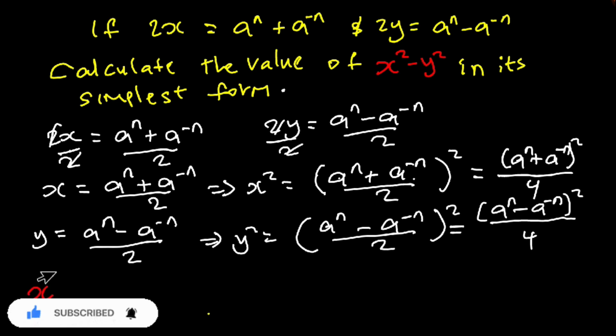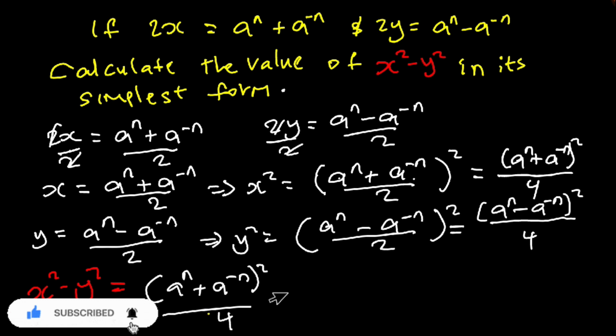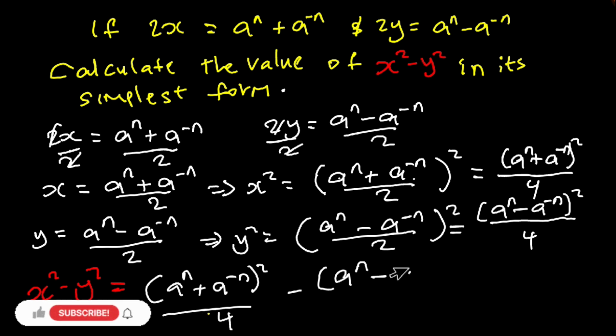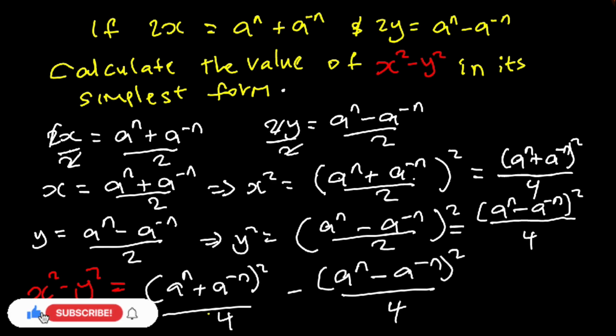So x squared minus y squared now becomes (a raised to the power n plus a raised to the power negative n) all squared over 4, then minus (a raised to the power n minus a raised to the power negative n) all squared over 4.